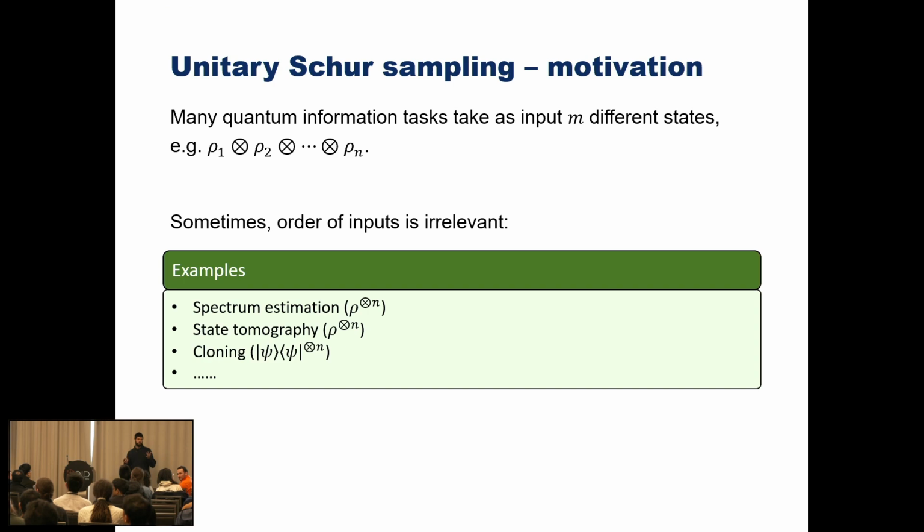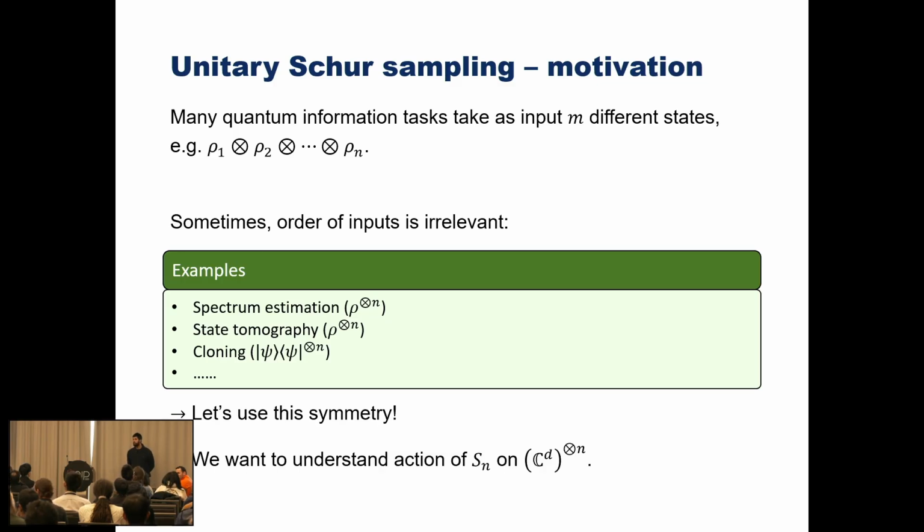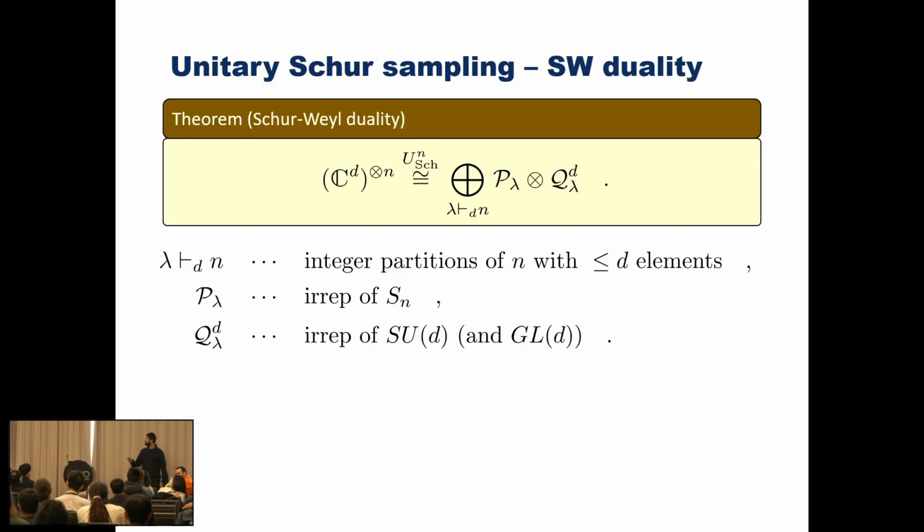And in some problems, we actually have the symmetry that we don't care about the order of these states. Examples are spectrum estimation, state tomography, cloning. And there especially, we just get n copies of the same state. So we don't care in which order these states are arranged. And this makes us want to use the symmetry to simplify the problem. To this end, we want to understand the action of the permutation group S_n on this vector space.